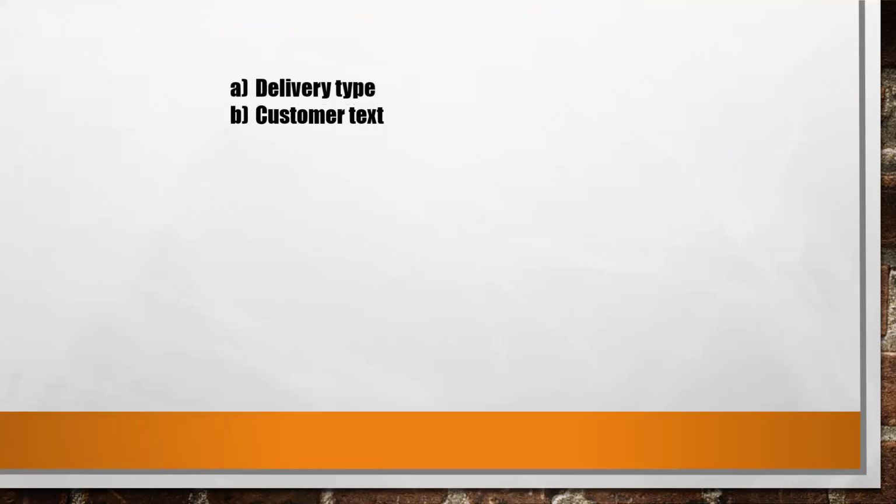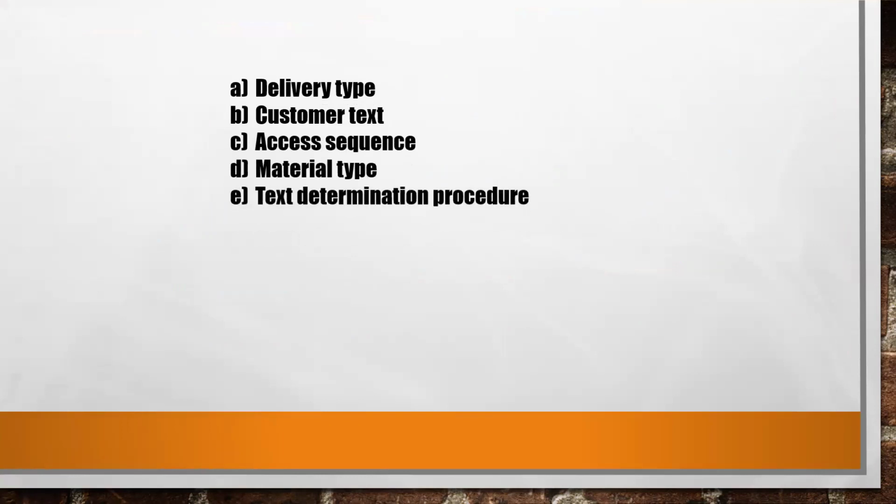So delivery type, this is wrong answer. Customer text, again wrong answer. Access sequence, no chance. Material type, nowhere related. Text determination procedure, this is the right answer as of now. Sales are wrong answer. All of the above wrong answer. So answer is E.